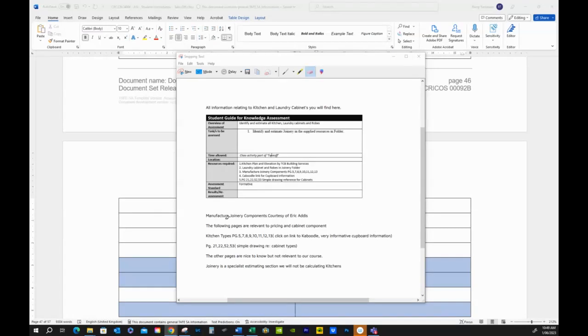Manufacturing joinery components, courtesy of Eric Ellis. The following pages are relevant to pricing and cabinet componentry. So, the kitchen types. There's a link, and pages 5, 7, 8, 9, 10, 11, 12, and 13 are really informative. There's also another PowerPoint, which on pages 21, 22, 52, and 53 gives you some simple drawings regarding cabinet types. Now, this is a specialist field.